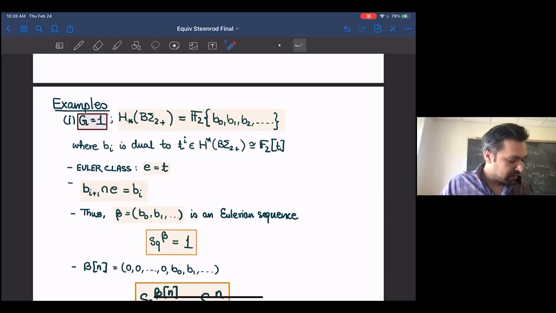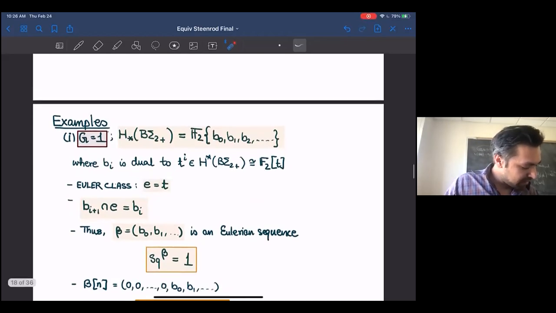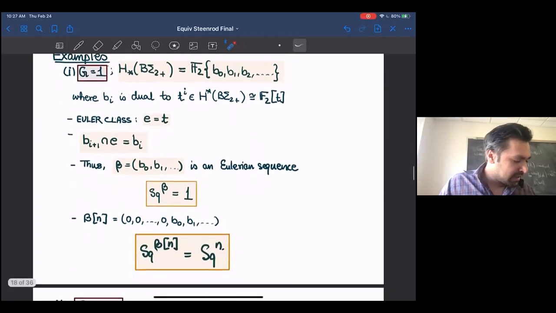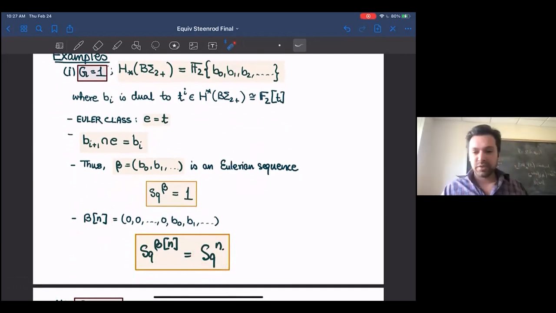So now we have an Eulerian sequence, which is just this list B0, B1, B2, and so on, the set of generators over here. They form an Eulerian sequence, and it turns out that this Eulerian sequence corresponds to a squaring operation, but it is going to be the zeroth squaring operation, which is going to be trivial in this case. And as we see the construction, you will know why. But if you take the nth shifts of this Eulerian sequence, then you're going to get Sq^n. So in this way, using Eulerian sequences, you can describe all squaring operations in the ordinary Steenrod algebra.